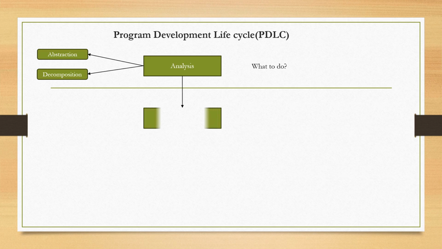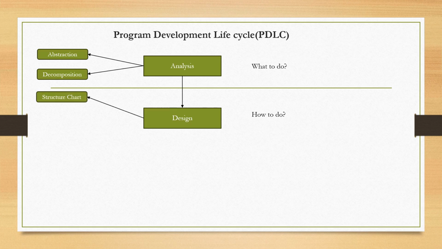Once the analysis is done, the next stage is the design stage. In the design stage, the programmer will answer this question: how to do? He will make a design, that is, a workable solution. Three standard methods of design are used. The first one is a structure chart.